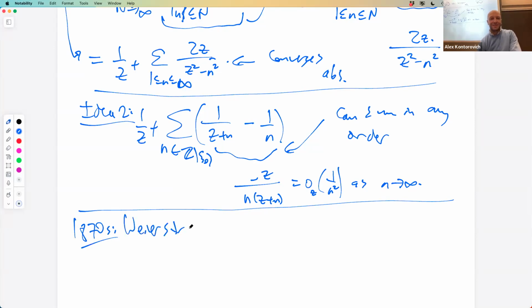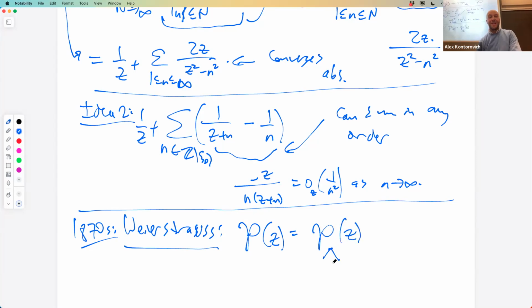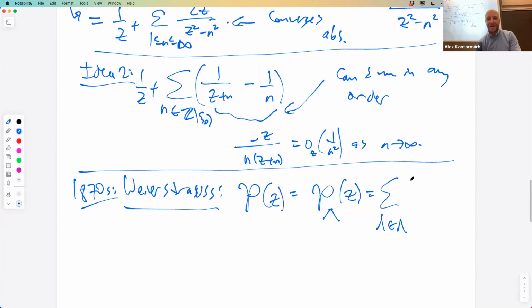Weierstrass says, let's try to make an elliptic function. He defines this thing called P of z. Of course, it depends on the lattice, there's always the lattice floating around. He defines it as a sum over lambda in the lattice of 1 over z plus lambda squared minus 1 over lambda squared.